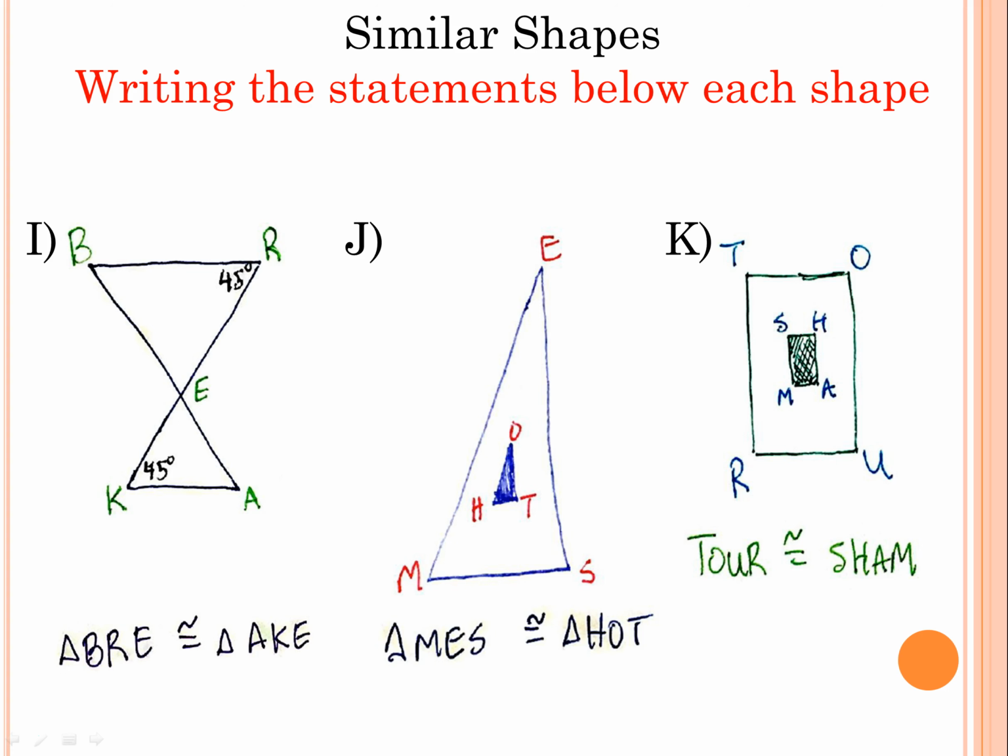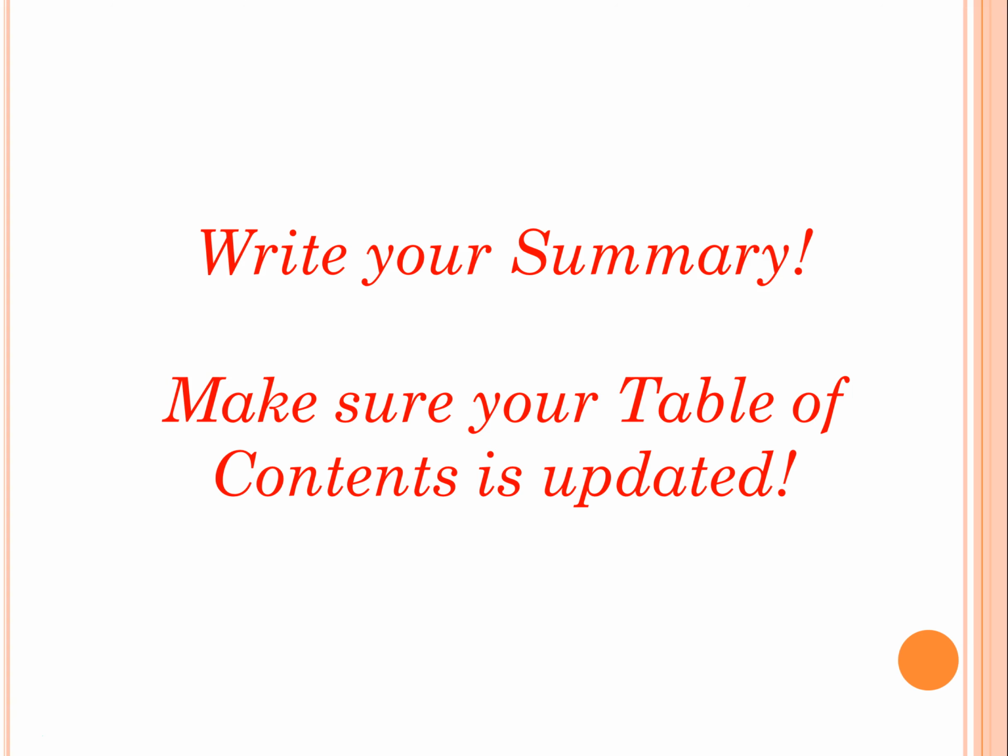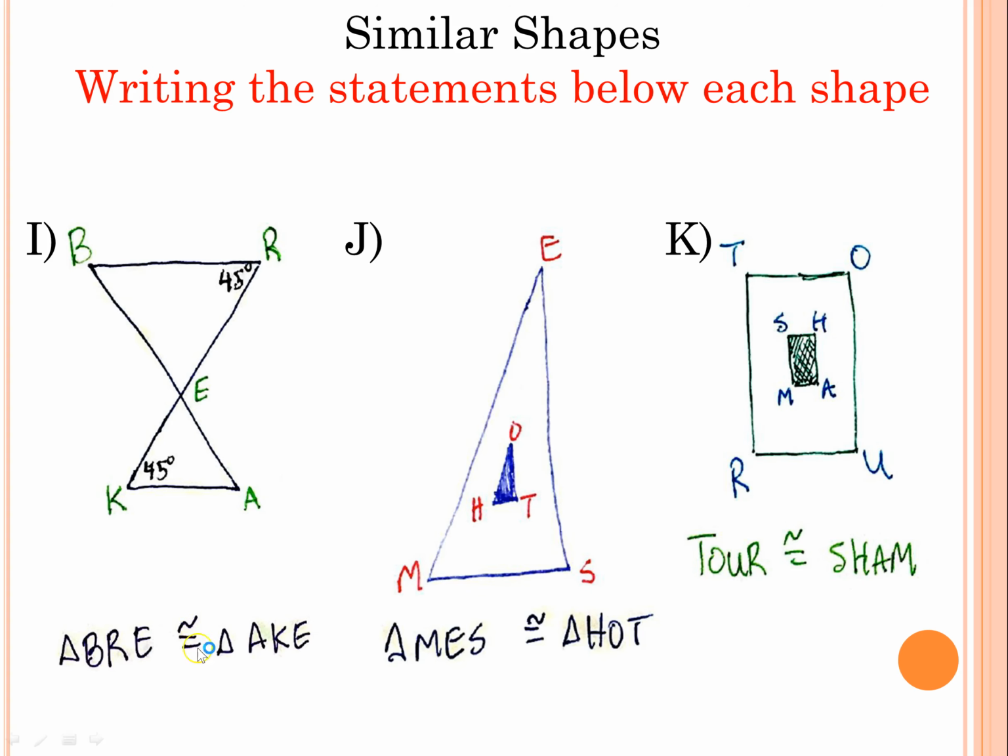Ladies and gentlemen, if you have my notes and you are in my class and you are writing your summary and you have made sure that your table of contents is updated, if you're following along at home, I really apologize for not doing these congruent statements correctly. But you know they should just be similarity statements, which is just this line doubled one over the other. So it looks like a squiggly equal sign. And we're good to go.